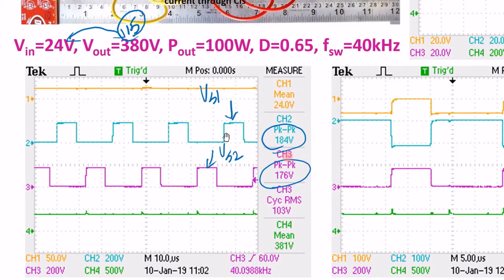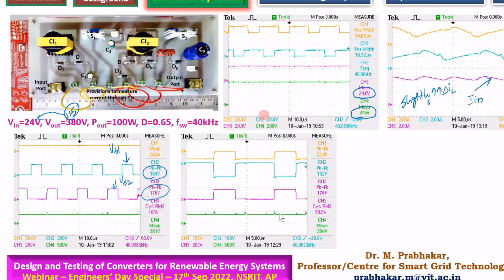You will see that voltage across the switch is at 184 volts. For an output of 380, it is half. Right? This is actually higher. You should not get the switch stress so high. It should be lower. So there is another modification that we had done. This is voltage across the diodes.